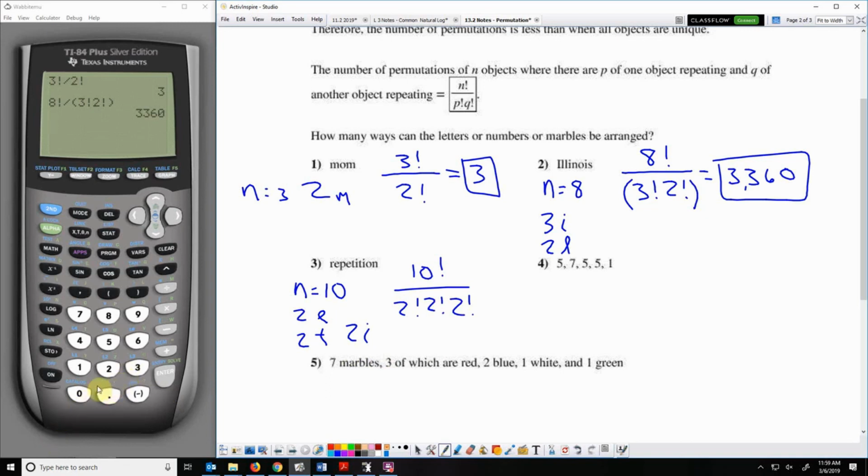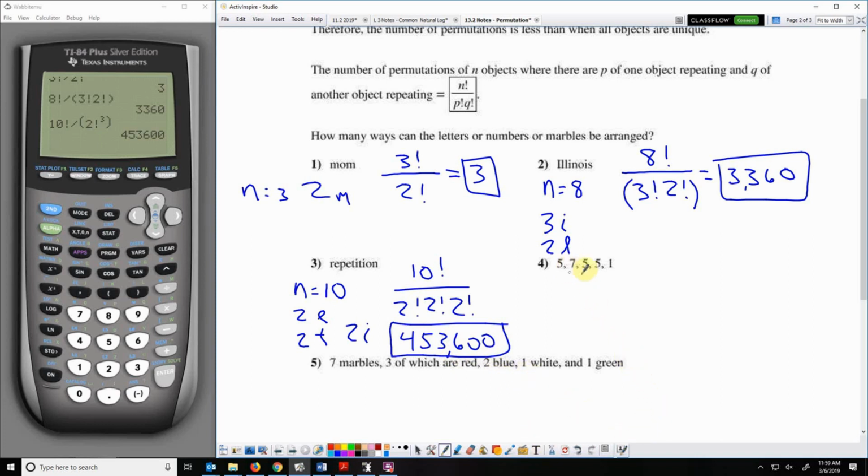Okay, when I put that in the calculator, I've got 10 factorial divided by 2 factorial. And since I've got 3 of the same thing I'm multiplying down here, I could raise that to the 3rd power. So instead of 2 factorial, 2 factorial, 2 factorial, I'm doing 2 factorial cubed. There are 453,600 ways to rearrange the letters in the word repetition.